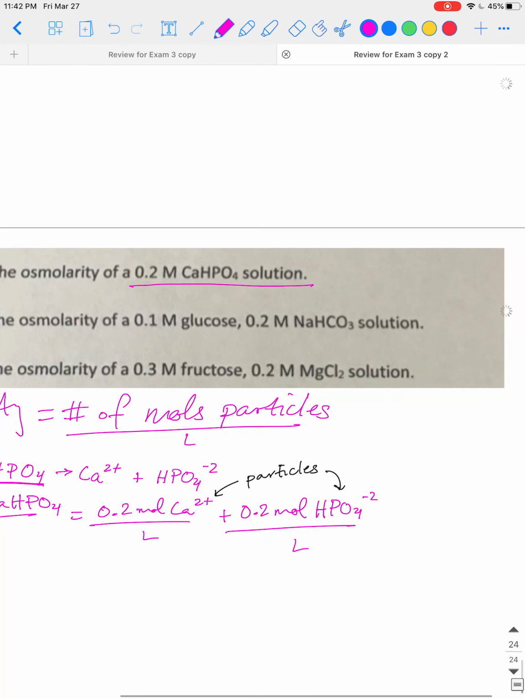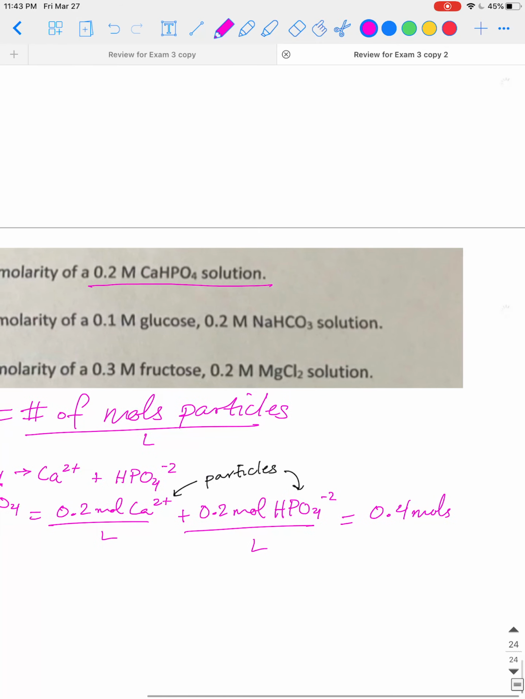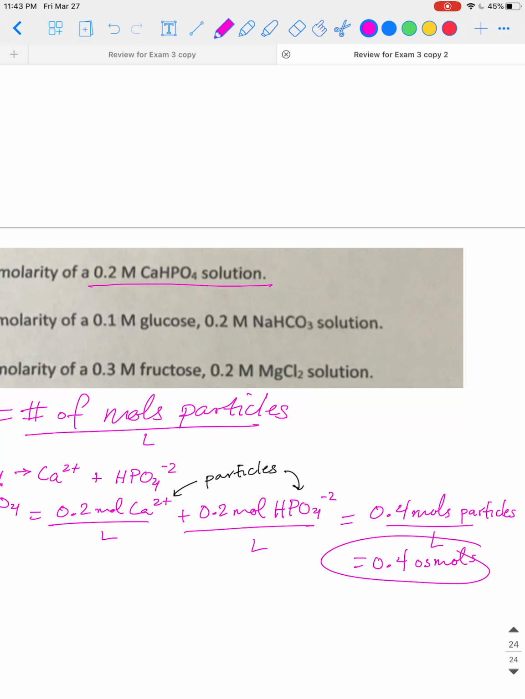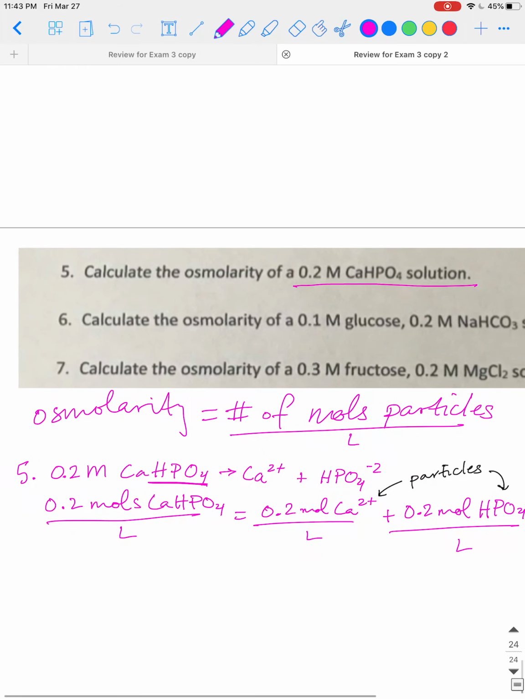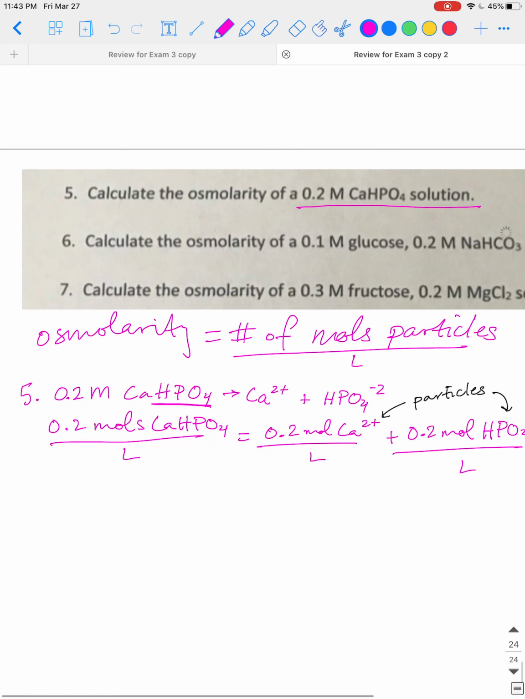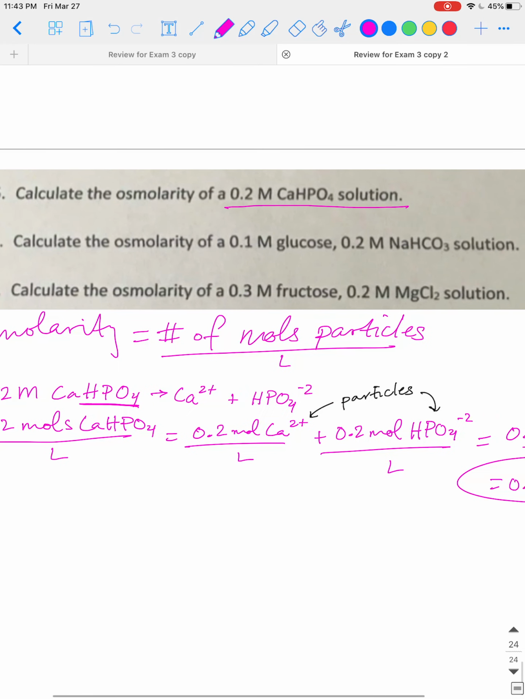So now to calculate osmolarity, we're going to add up the number of moles of particles. 0.2 moles of that particle, calcium, our cation, and 0.2 moles of our anion particle. Total gives us 0.4 moles of particles per liter. And that is 0.4 osmoles. So that's the first one. Number 6.